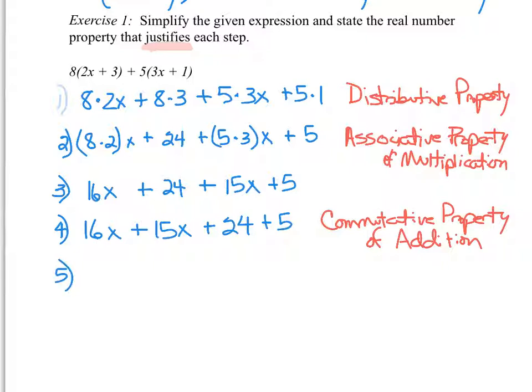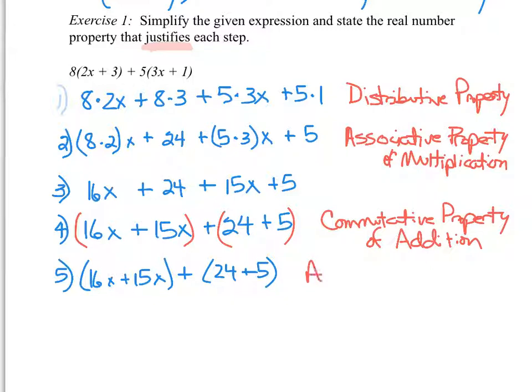So the grouping is going to be: group together those two, group together those two. When I group together 16x and 15x, and I group together the 24 and the 5, the justification there is the associative property. And that, of course, is now the associative property of addition this time because I've grouped together addition terms.